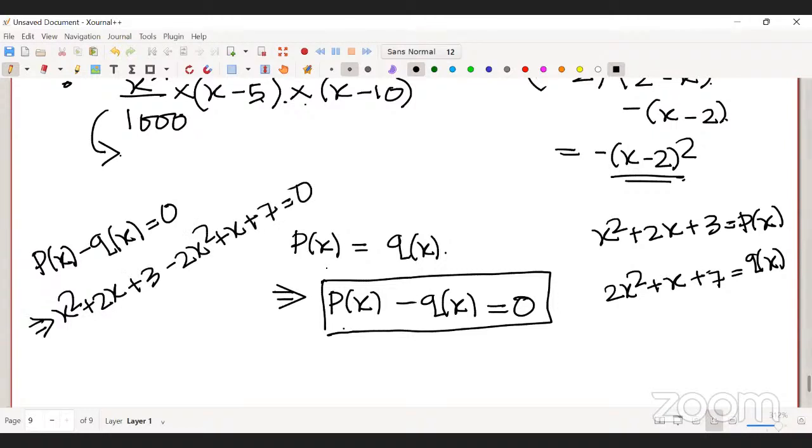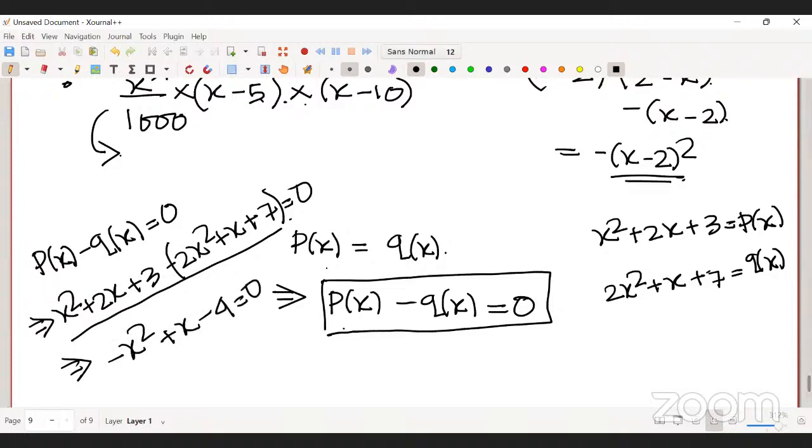This is a new polynomial, right? You'll get something new. Yeah, so basically you need to solve this polynomial, minus x square plus x minus 4 equal to 0. Once you solve, you will get two values of x. So at these two values, the polynomials p of x and q of x will intersect. That's it.